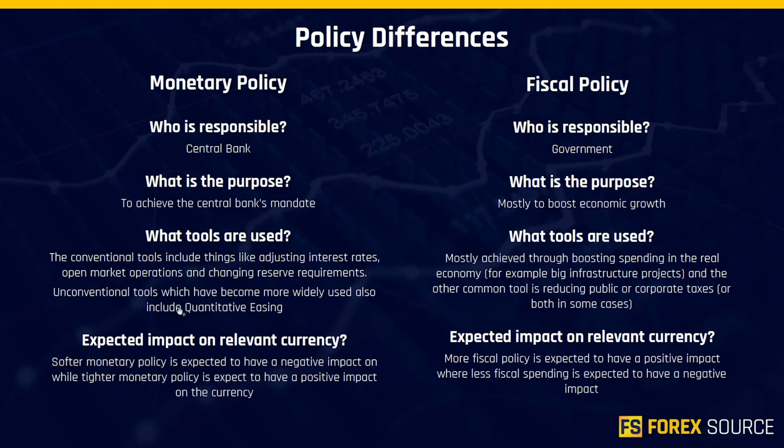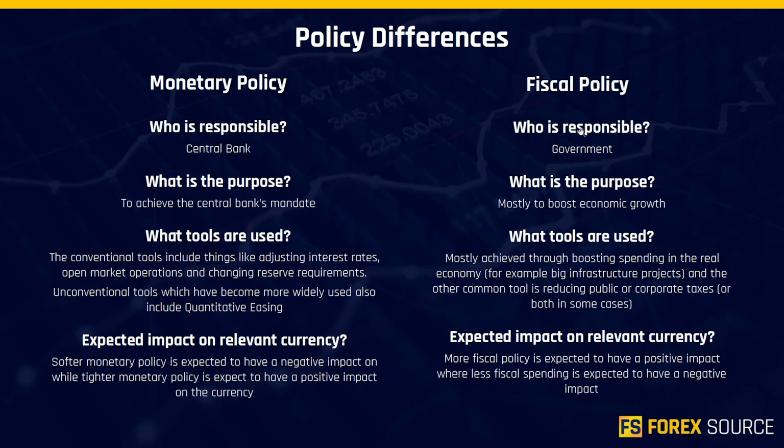Now, the tools used more commonly by central banks to affect monetary policy changes are adjusting the interest rate, doing open market operations, changing reserve requirements, and also unconventional tools like quantitative easing. The expected impact on the currency when we have softer monetary policy, basically a reduction of interest rates or introduction of quantitative easing, is a negative impact on a currency, and tighter monetary policy, basically an increase in interest rates, is expected to have a positive impact on a currency.